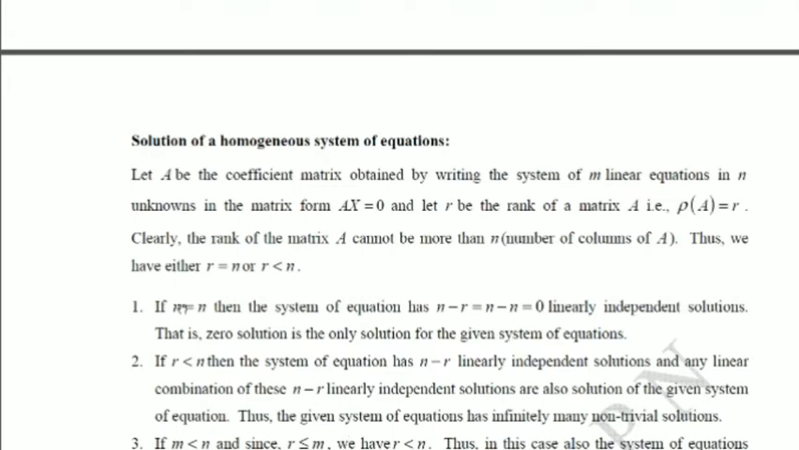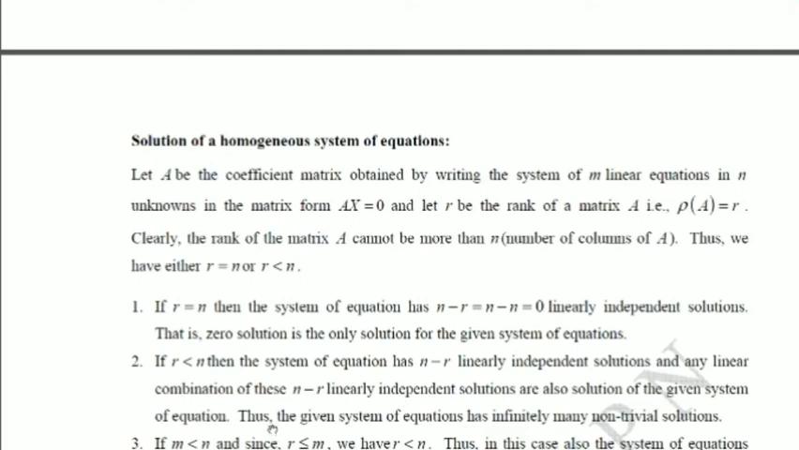So you should note that if rank is the same as the number of unknowns, then the system has only the zero solution. If rank is less than n, then the system has non-trivial solutions. How many? You can find n minus R linearly independent solutions. And furthermore, if m is less than n, that is, the number of linear equations is less than the number of unknowns, then clearly R is less than or equal to m. And since m is less than n, we have R less than n. Therefore, in this case also, it will have infinitely many non-trivial solutions.